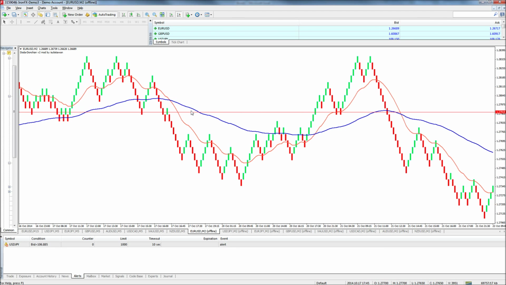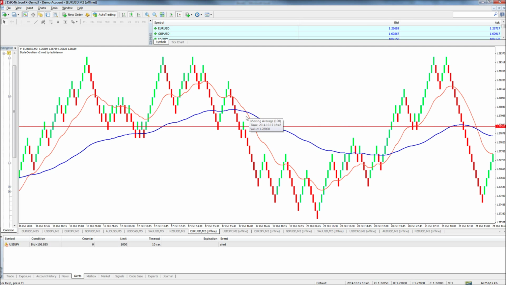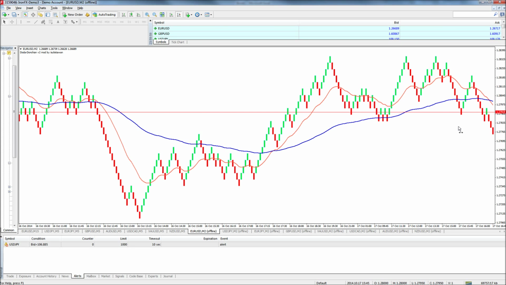Okay, so for example, let's just say we're here. Now this is the 100-day exponential moving average, and this is the 20-day exponential moving average. What you would do is you wait till the blue, the 100-day moving average, goes above the current price. So for example, let's just say you're here. Okay, you wait till this happens. Okay, and then you're still not doing anything.